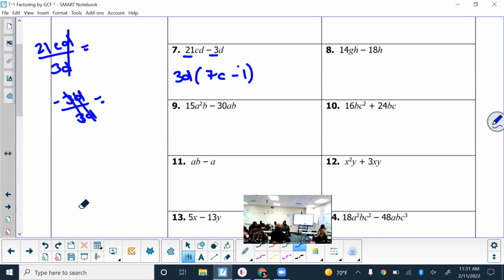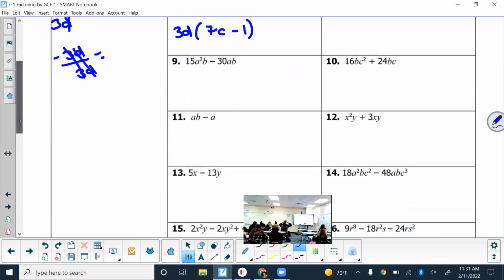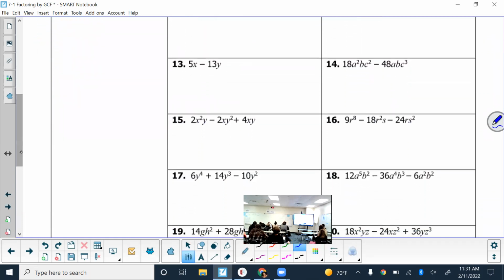All right, so then we're going to scroll down and look at 13 for a second. So number 13, I have 5 and 13 as my coefficients. What's the GCF between those? 1. And do we really ever factor out a 1? No, because that doesn't change anything. If I was really unsure, I would see that from my factor trees, there's no other GCF other than 1, right? So then look at your variables.